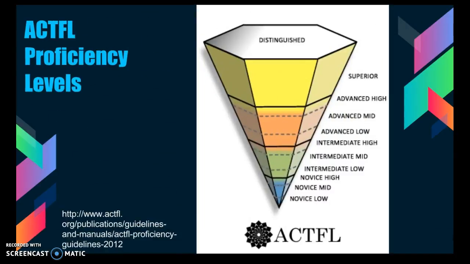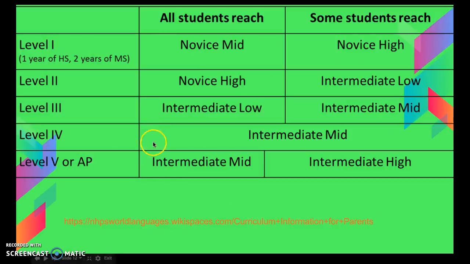Well, ACTFL lays out the proficiency levels here with this graphic. It's kind of represented as this diamond shape, and then you have the levels here, novice low, all the way up to superior or distinguished. Distinguished really means a native speaker in that language. And then they also really clearly lay out where a student should be throughout their K through 12 language experience.